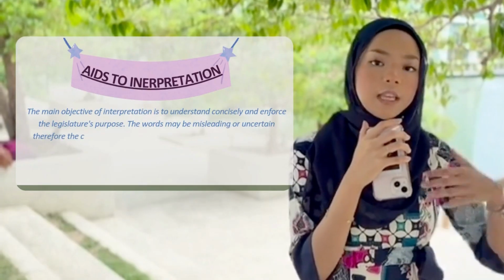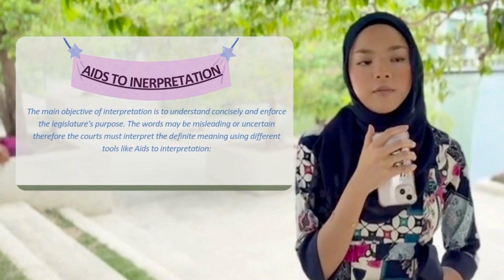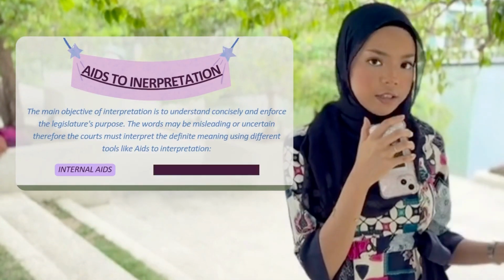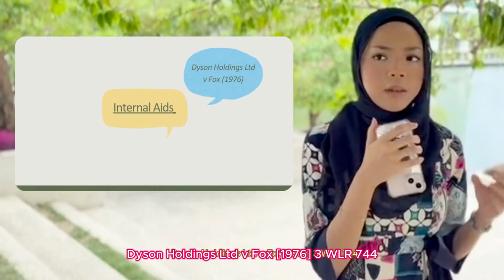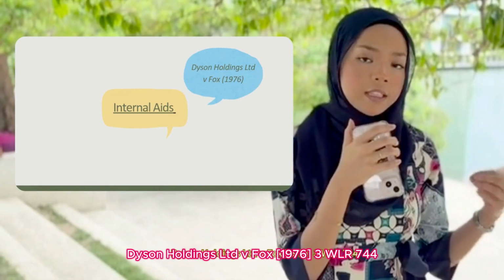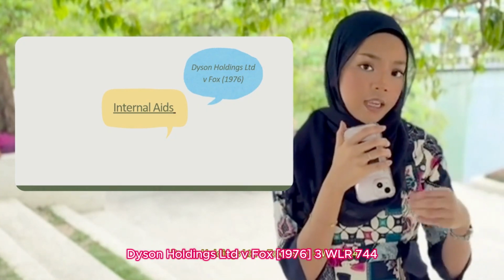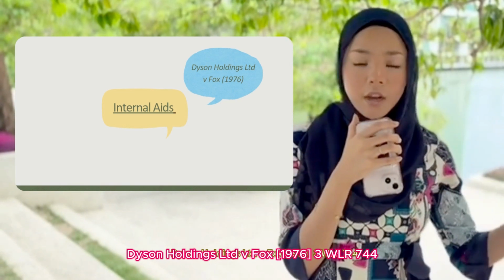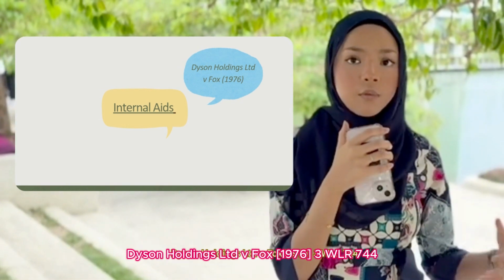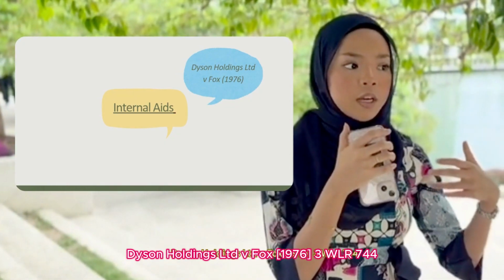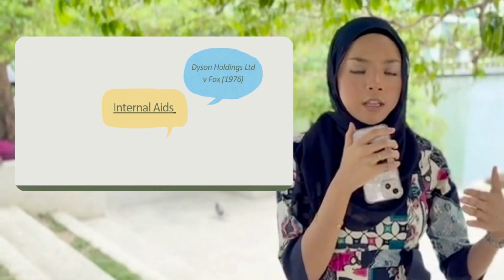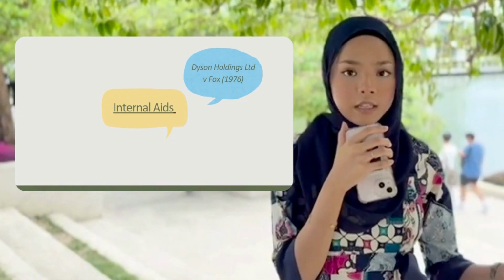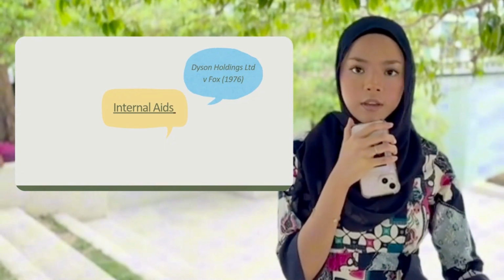To comprehend legislation, the court uses tools to help them interpret the rules and acts. For example, there are internal aids and there are external aids. In the Dyson Holdings Limited and Fox case, the plaintiff argued that the word family in the Rent Act 1968 was not applicable in this case because the defendant and their late partner were not legally married. However, the court held that the word family is seen as a normal person would see it. Therefore, the defendant was given protection and the right to be the successor of the house that they were arguing about.